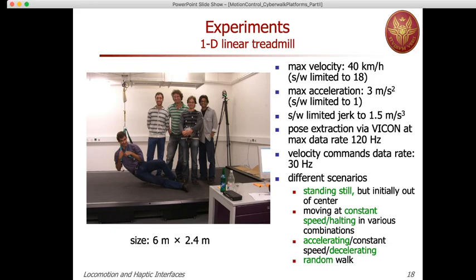And even more delicate, we asked the user to start at rest, to accelerate, keep for a few seconds constant speed, and then decelerate uniformly to stop. So a trapezoidal profile for the velocity, if possible. Again, you will see that it's an approximation of this type of behavior. But this was what we instructed the user to do. And finally, random walk, to test the general performance of the platform.